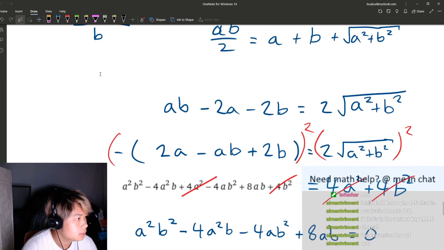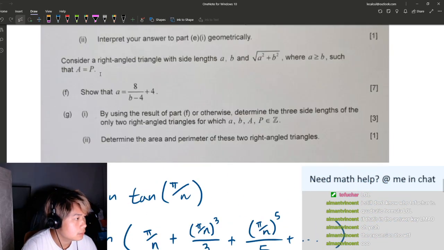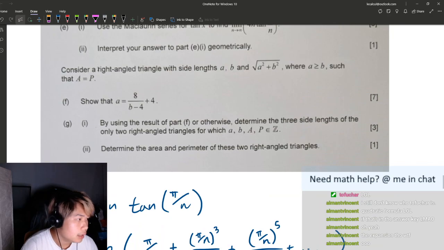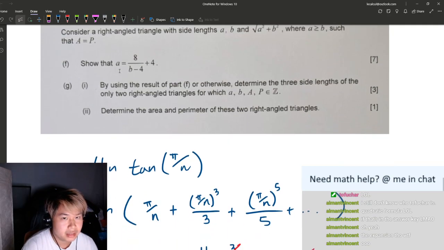Okay. Okay, by using this, determine the 3 side lengths of the only 2 right-angled triangles for which A, B, and P are integers. So we want integers.